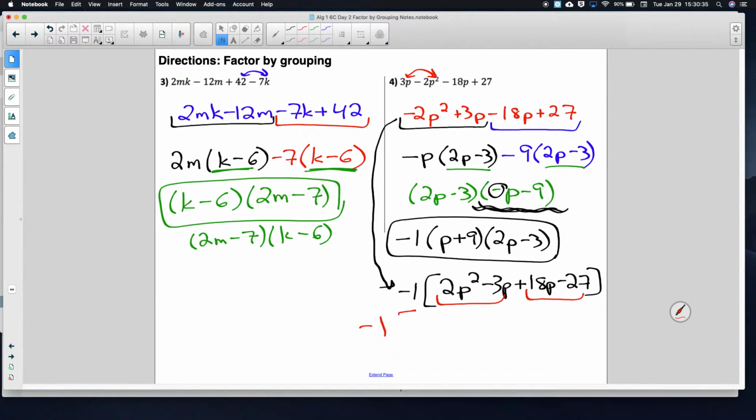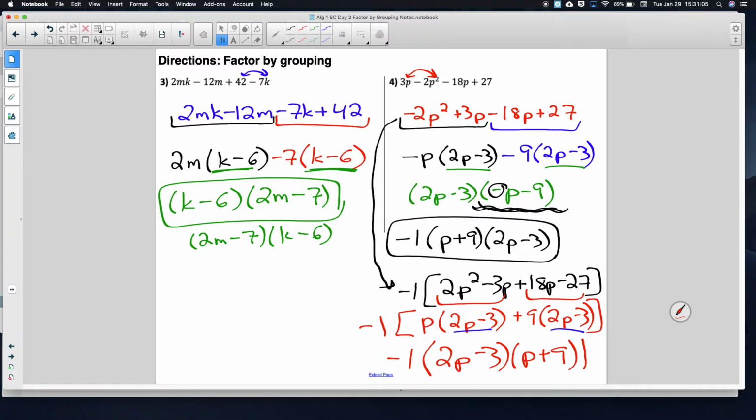So the negative 1 still chilling on the outside. If I look at my first group, I factor out a p, and I'm left with 2p minus 3. From the second group, I factor out a 9, and I'm left with 2p minus 3. They share a 2p minus 3 in common. So I've got this negative 1, which comes down on the outside. I've got the 2p minus 3, and I've got p plus 9. So if you'll notice, what I circled in red and what we boxed in black, those are the same exact answers, but just 2 different ways to solve that problem, both utilizing factoring by grouping.